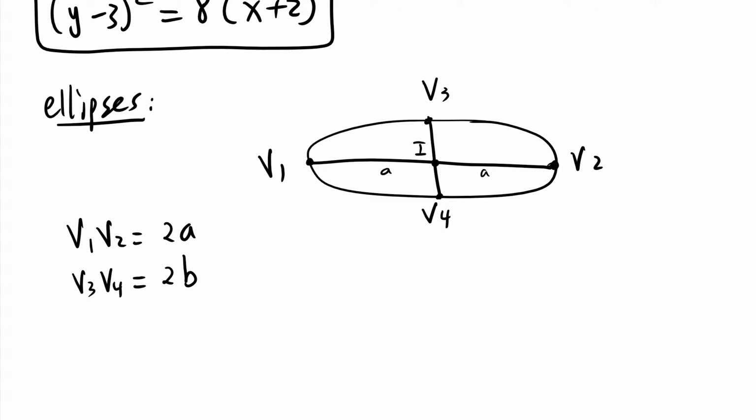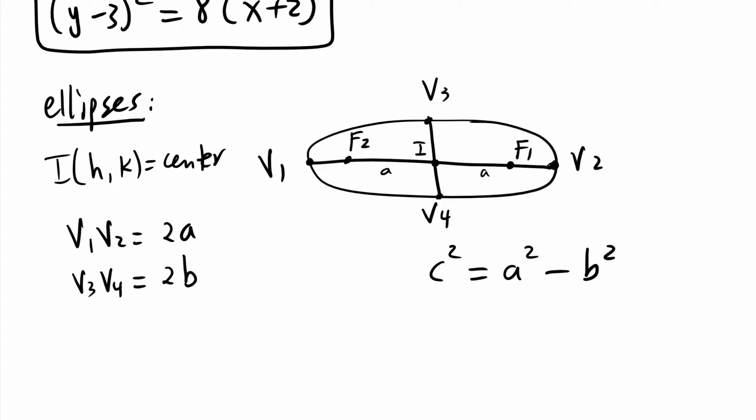This I is the center. (h, k) is the center. And we have the foci on the major axis, like that. We need to know that c squared is a squared minus b squared, the relation between a, b, and c. To recall what these are, this is b, b. The distance from the center to here is c.